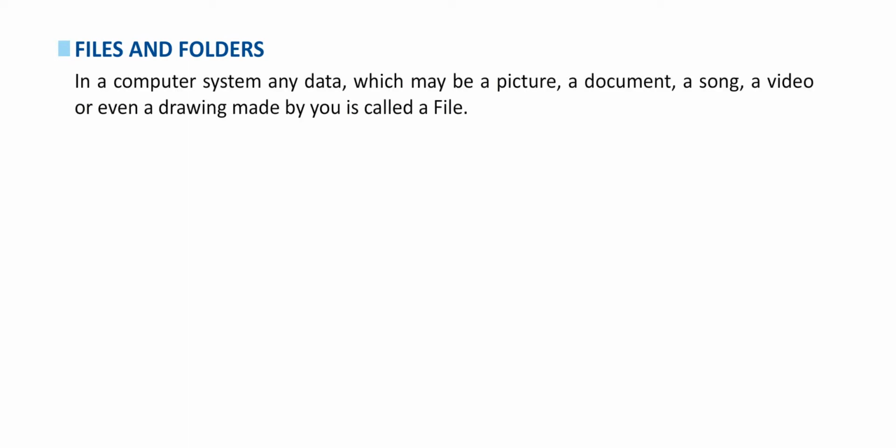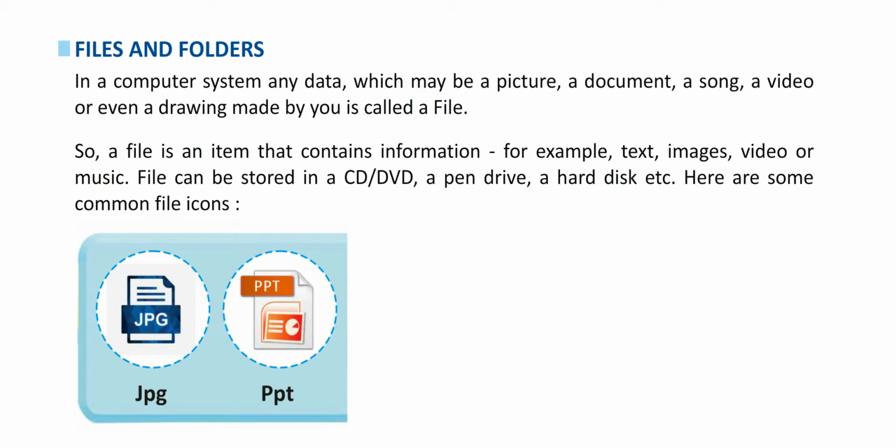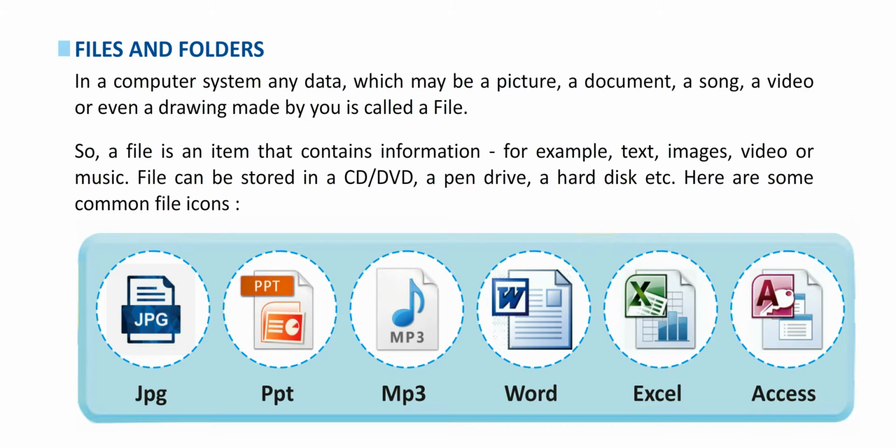Files and folders. In a computer system, any data which may be a picture, a document, a song, a video, or even a drawing made by you is called a file. So a file is an item that contains information, for example text, images, video or music. Files can be stored in a CD or DVD, a pen drive, a hard disk, etc. Here are some common file icons: JPG, PPT, MP3, Word, Excel, Access.